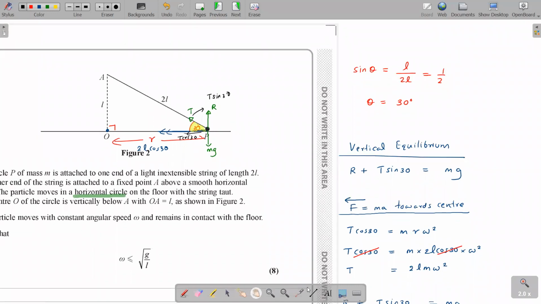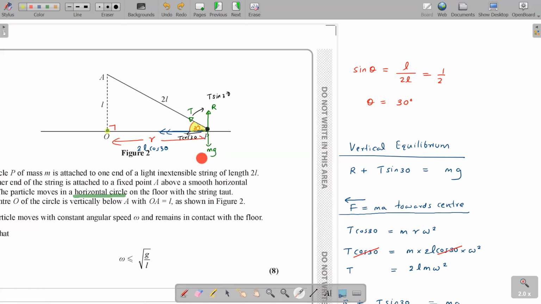And then the next one, we apply F equal ma towards the center. When you apply this towards the center, what are the forces acting towards the center of the circle? First thing is you should identify the center of the circle is at O, not at A. The horizontal circle is around O. So the horizontal component is T cos 30, equals m r omega square. This is the F equal ma equation. So the centripetal force is T cos 30.